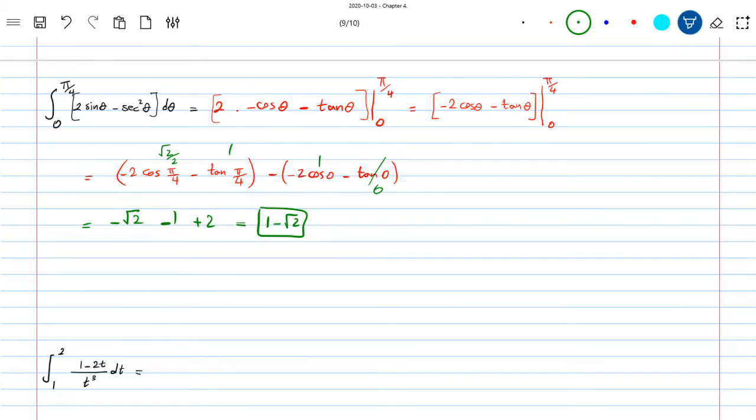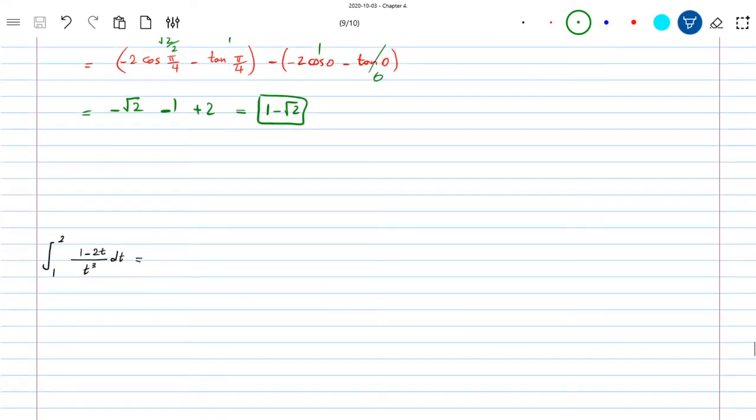It gives you the area under this function over the interval 0 to pi over 4. It's not specifically the area because the function is in the negative part. It's the positive part of the area minus the negative part of the area. Okay.